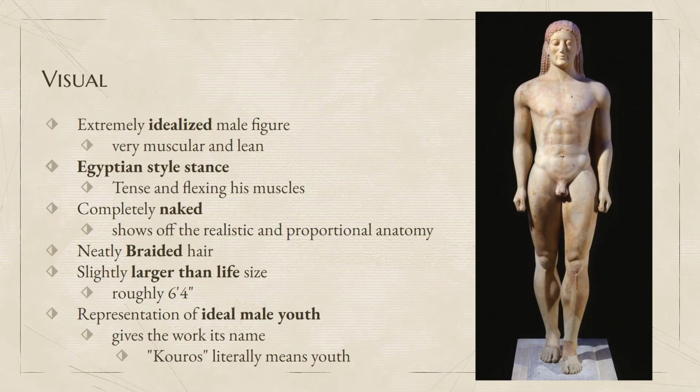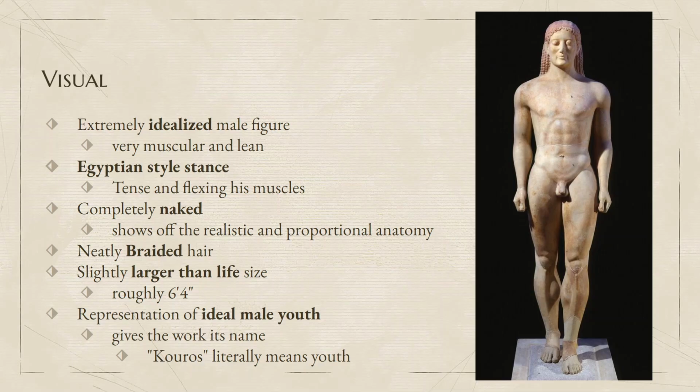So visually, when we look at Anavisos Koros, overall we're looking at an idealized male figure. For Greece, idealized means they're lean, very muscular. We have the Egyptian style stance. They're tense, they're flexing the muscles, so it's a strong stance. It's stepping forward with that left foot. It's the gripping of the fists at the side. It has a feeling of stability and strength. That's why it was reserved for the pharaohs before. Now again, not a pharaoh.